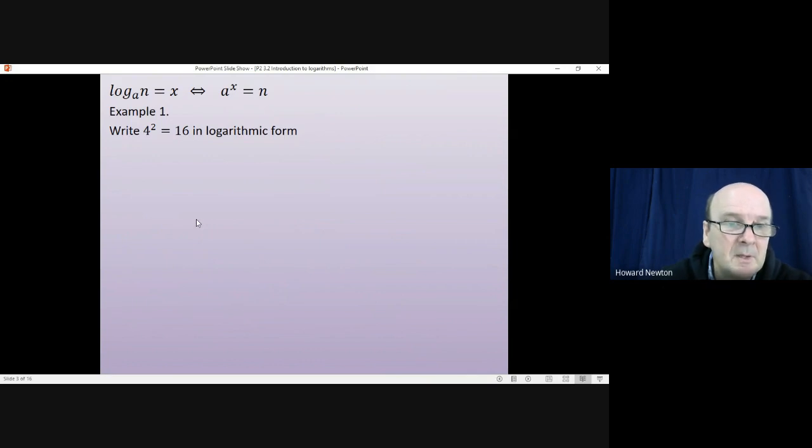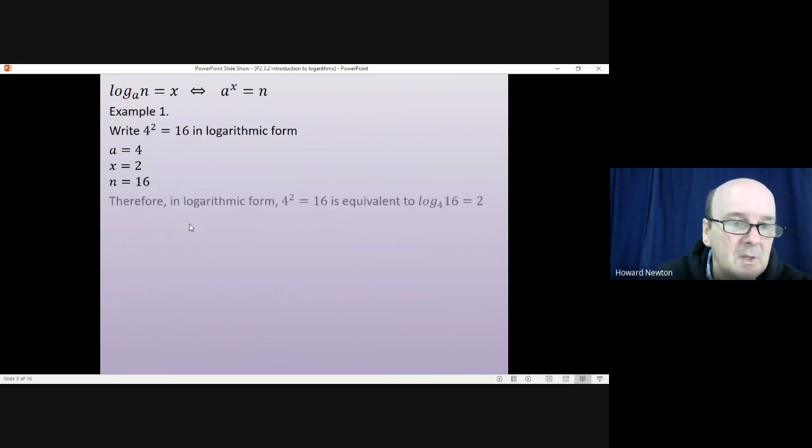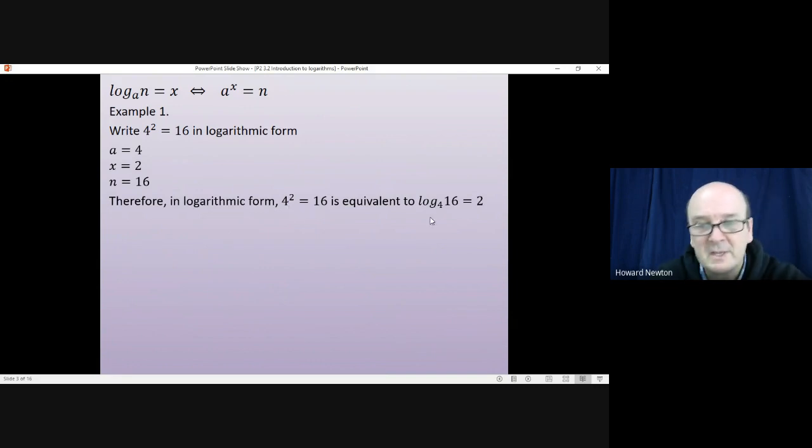Okay, let's have a look. Now, we've got an exponential statement here in that form. What I'll do to make things absolutely clear is say what all of these letters stand for in this question. So A will be 4, X is 2, and N is 16. And we're just going to take those three values and substitute them into the definition of a logarithm. So in logarithmic form, 4 squared equals 16 is equivalent to log to the base 4, because A is 4, of 16, because n is equal to 16, is equal to 2 because x equals 2. So that's the statement in exponential form. That's the statement in logarithmic form.